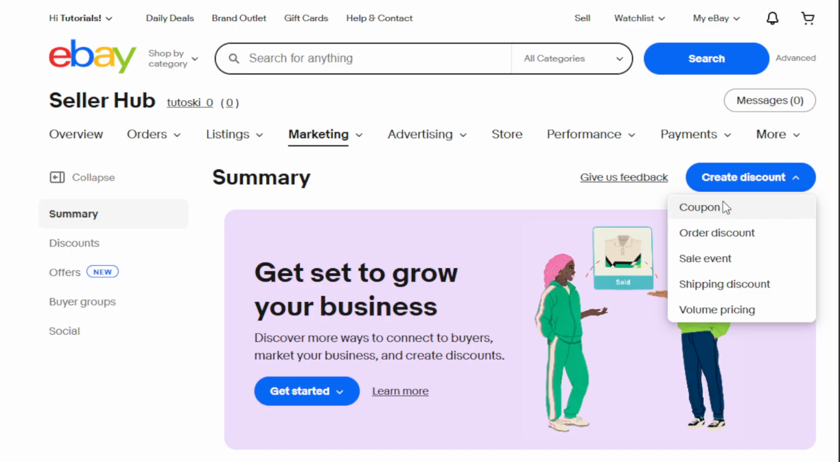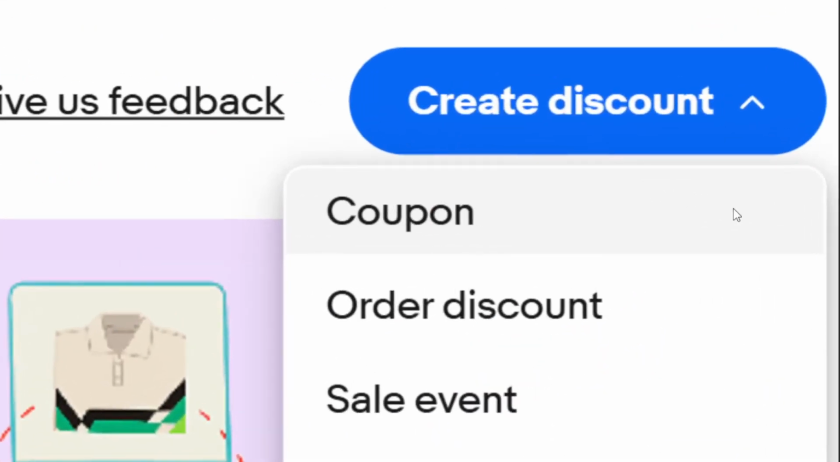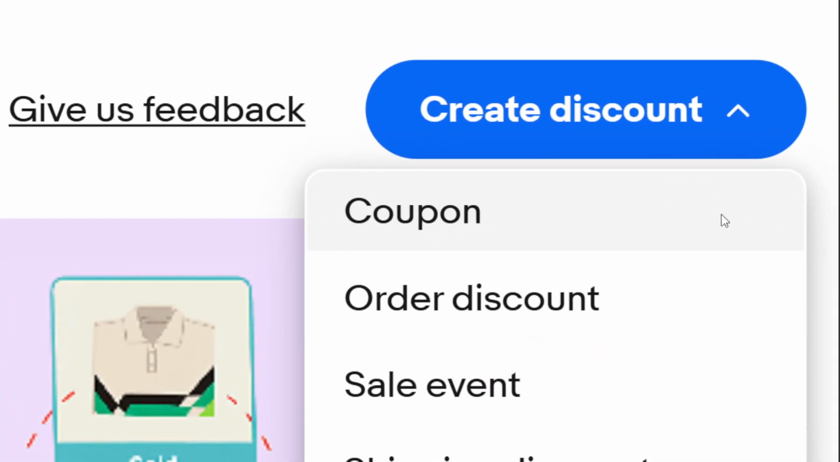Now, it's time to set the rules and validity of your coupon. This is where you get creative and strategic at the same time. You'll decide on things like the discount percentage, the minimum purchase requirement, and the maximum discount amount allowed. Consider your target market and what kind of offer would be most appealing to them.